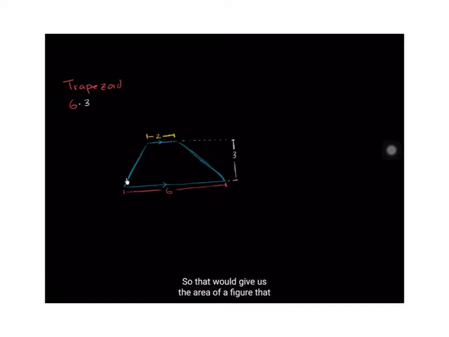So that would give us the area of a figure that looked like, let me do it in this pink color, this. The area of a figure that looked like this would be 6 times 3. So it would give us this entire area right over there. Now the trapezoid is clearly less than that, but let's just go with the thought experiment. Now what would happen if we went with 2 times 3? Well, now we'd be finding the area of a rectangle that has a width of 2 and a height of 3. So you could imagine that being this rectangle right over here. That's the 2 times 3 rectangle.